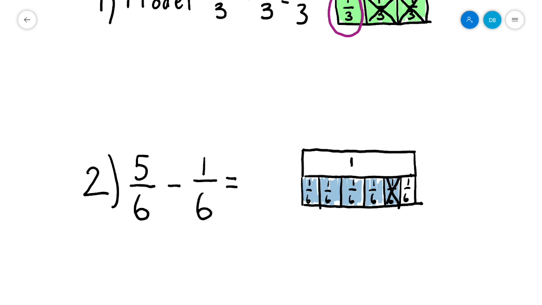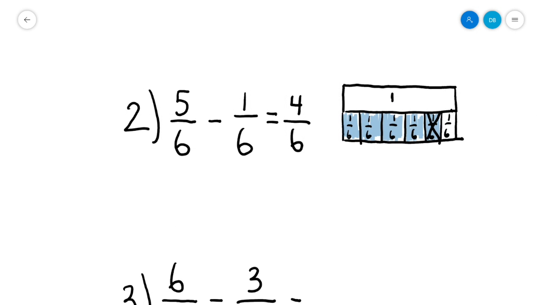So I'm not crossing that one off. I didn't have that to begin with. Remember, I only had 5/6. So I'm crossing off the 1 from the 5 that I had originally. And now I'm left with 1, 2, 3, 4. 4 1/6 pieces. So that equals 4/6. Now you're not done because 4/6 can be simplified.